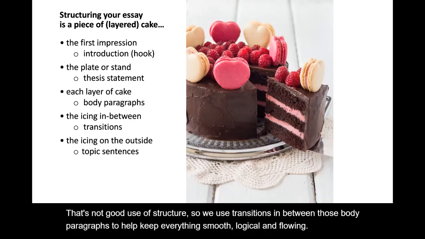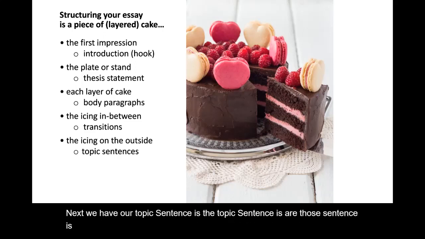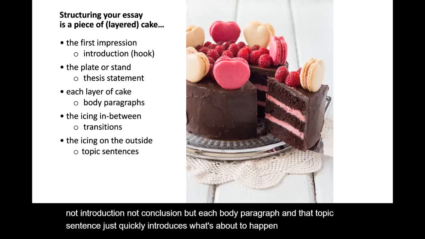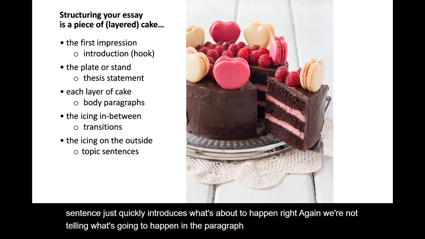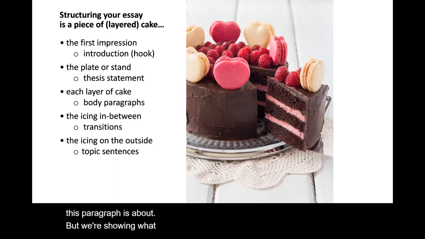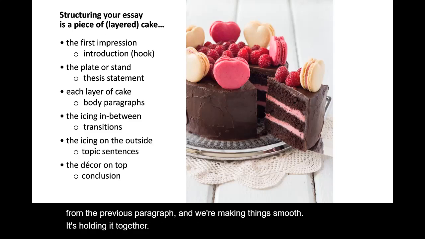Next, we have our topic sentences. The topic sentences are those sentences at the beginning of each body paragraph. So again, I'm talking the body here, not introduction, not conclusion, but each body paragraph. And that topic sentence just quickly introduces what's about to happen, right? Again, we're not telling what's going to happen in the paragraph. We're not saying this paragraph is about, but we're showing what happens in that paragraph. We're using the transition from the previous paragraph and we're making things smooth. It's holding it together. And then finally, we have our conclusion.